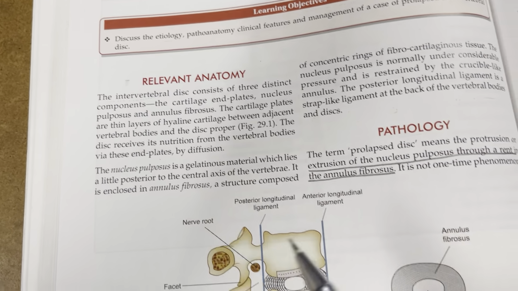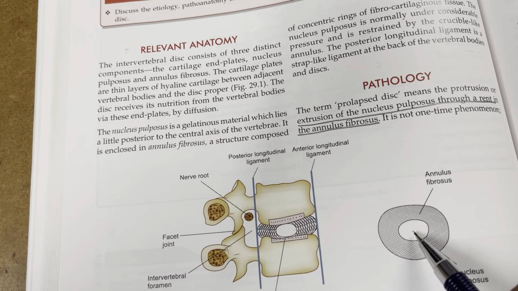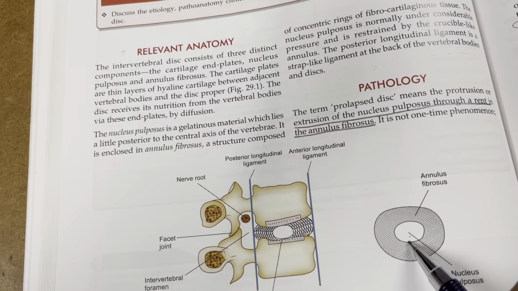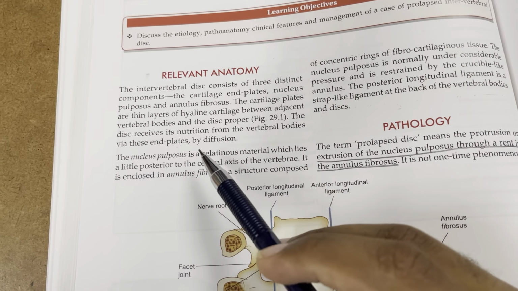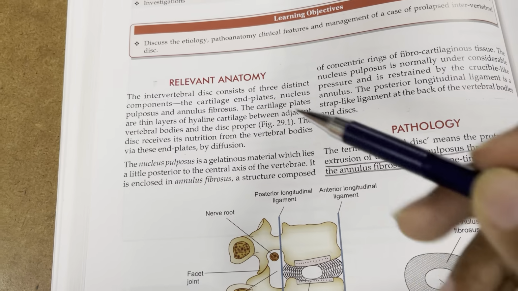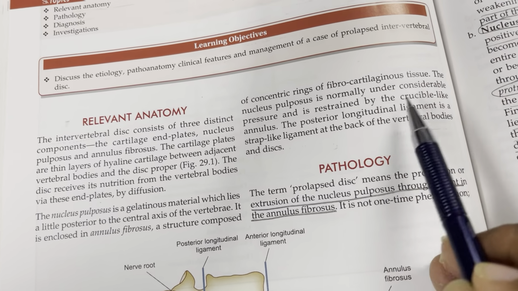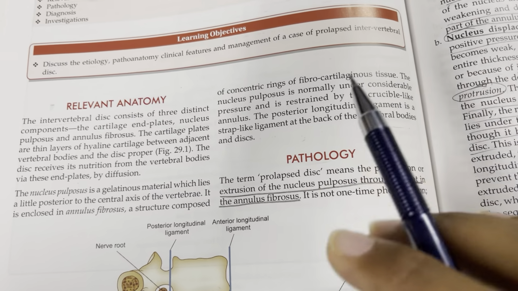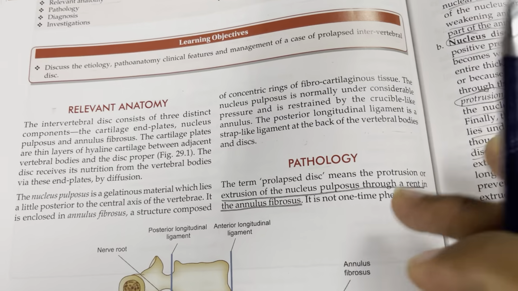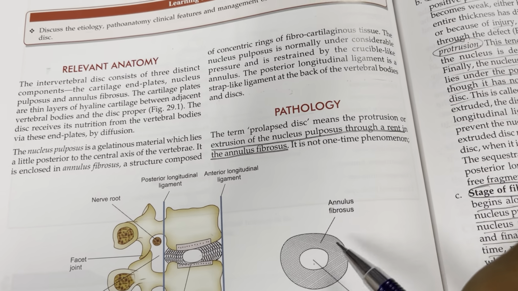So the nucleus pulposus is a gelatinous material which lies a little posterior to the central axis of the vertebrae. This is the central axis, so it lies a little posterior to it. It is enclosed in the annulus fibrosus, which is composed of concentric rings of fibrocartilaginous tissue. You need to remember one thing, the nucleus pulposus is normally under positive pressure. It is restrained by the crucible-like annulus, okay?